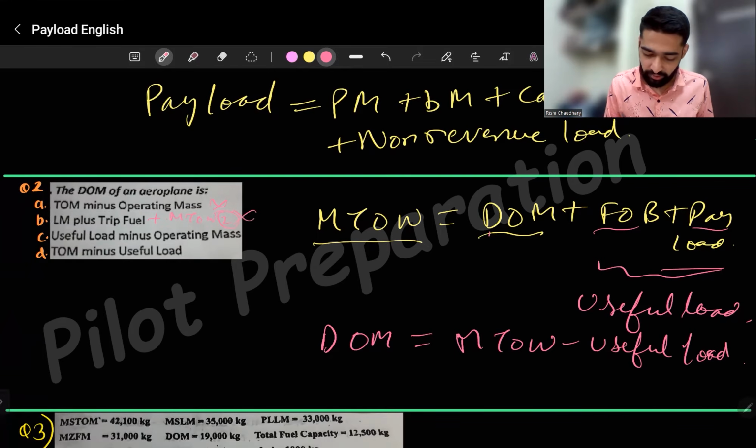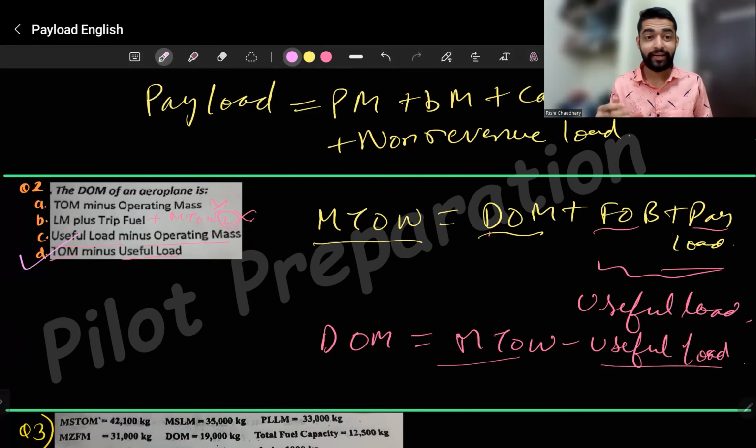This is not our answer. Again, useful load minus operating mass, that doesn't make sense. Takeoff mass minus useful load. So this is the answer. So this option D will be my correct answer. Correct? Like that, I have completed 2 questions.